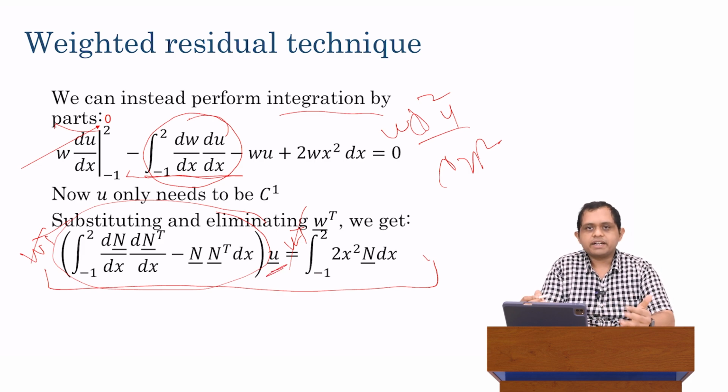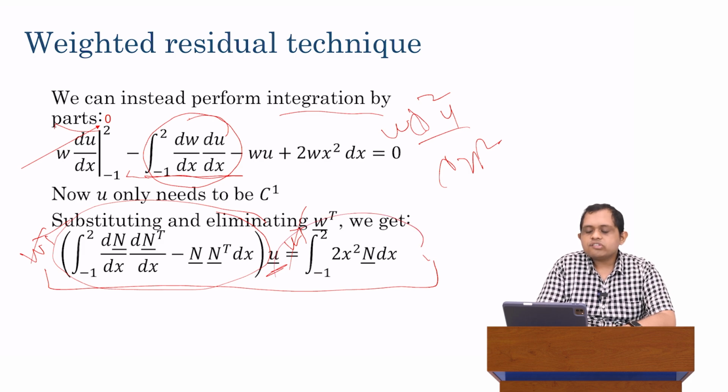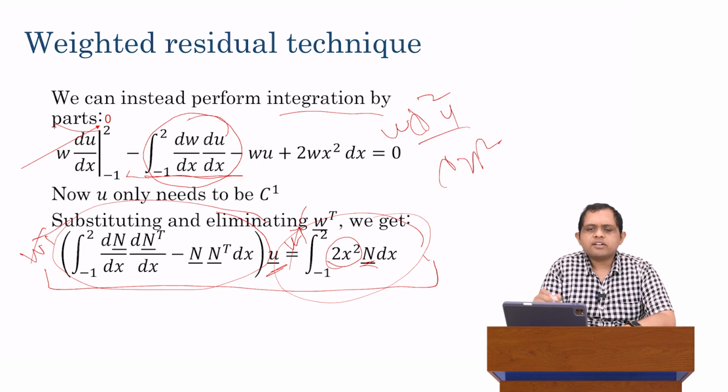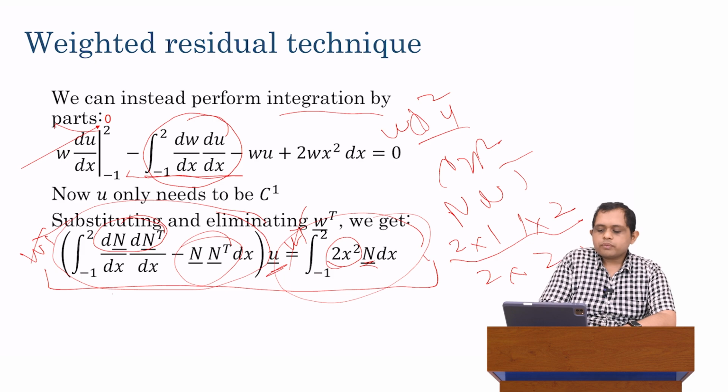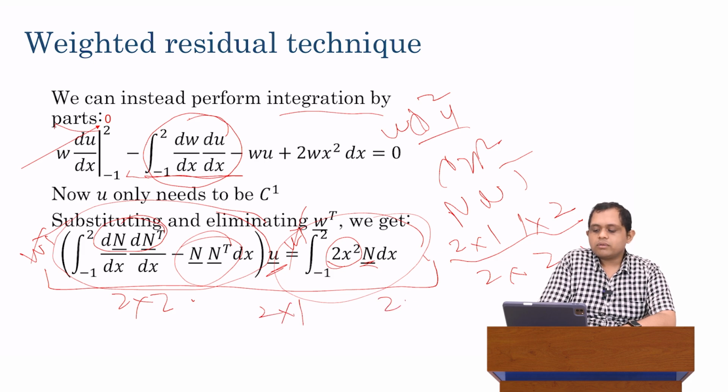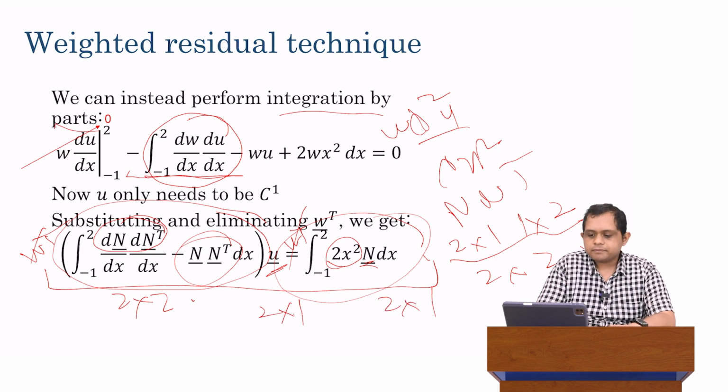U is a constant, so we can take it out of the integration, and it is equal to some sort of a vector on the right hand side because n is a vector. It's into some 2x square and some integration has to be performed. Let's take a look at this term. So this is nn transpose. N is of size 2 by 1 and n transpose is of size 1 by 2. So this nn transpose is actually a 2 by 2 matrix. So what we are getting is a 2 by 2 matrix into a 2 by 1 vector is equal to a 2 by 1 vector, which mathematically is correct.